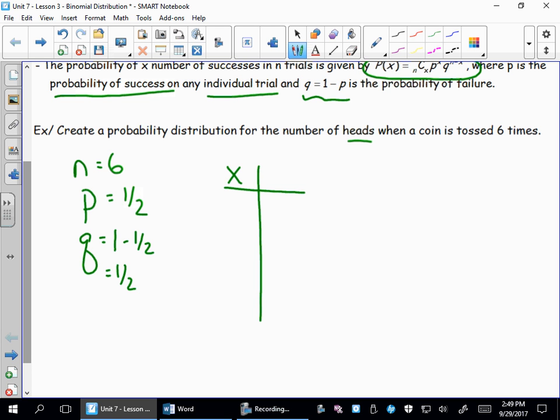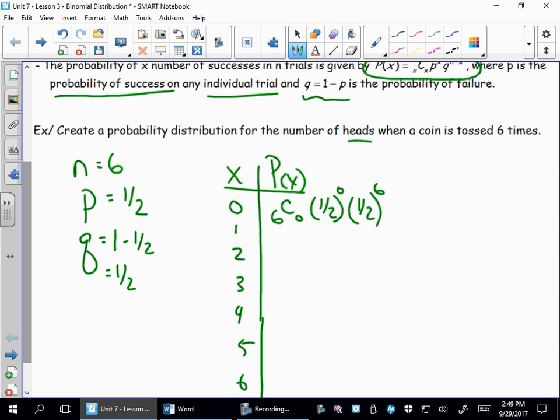So our distribution, how is this going to work? x is the number of heads we could get. So I could have none, or 1, or 2, or 3, or 4, or 5, or 6. p is my probability. The first one, I have a coin, I'm going to toss it 6 times, and I want to have no successes. The likelihood of success is 1/2, but I want that to happen no times. Failure is also 1/2, and I want that to happen 6 times. So if we use our calculator for that one, we end up with 0.015625. Keep all the decimals.